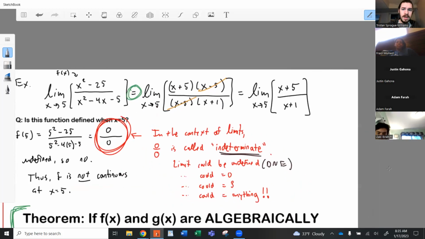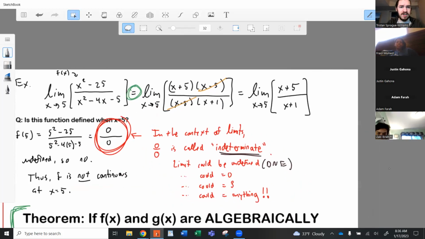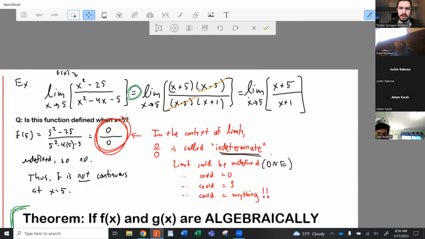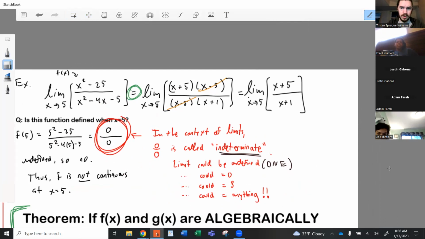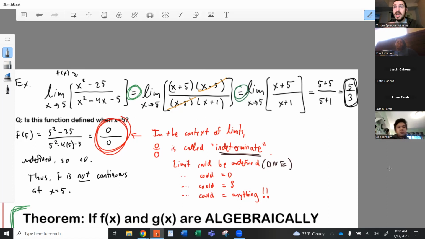So now, having canceled out those x minus 5s, I think at this point we should attempt again to do direct substitution. What happens when we do that? Are we substituting in 5? Yeah, we substituted in 5. So 10 over 6. Or reducing slightly, I wrote 5/3. And that is the value of this limit.